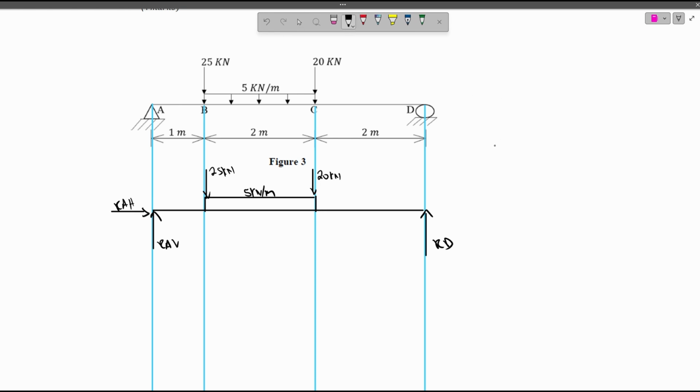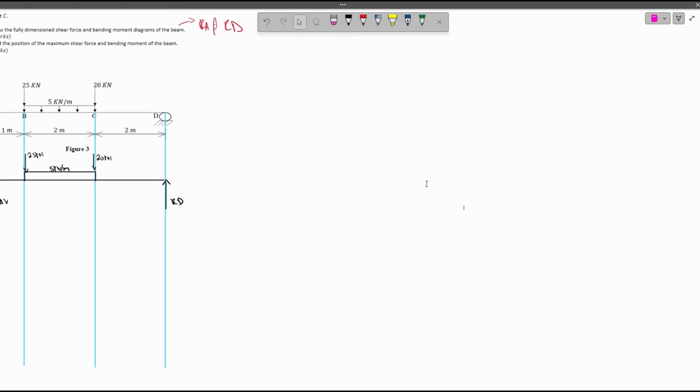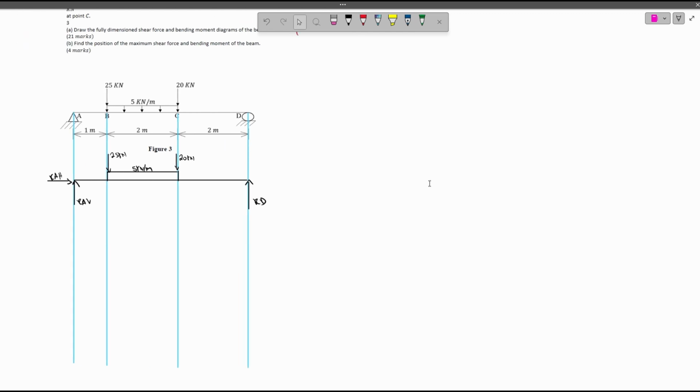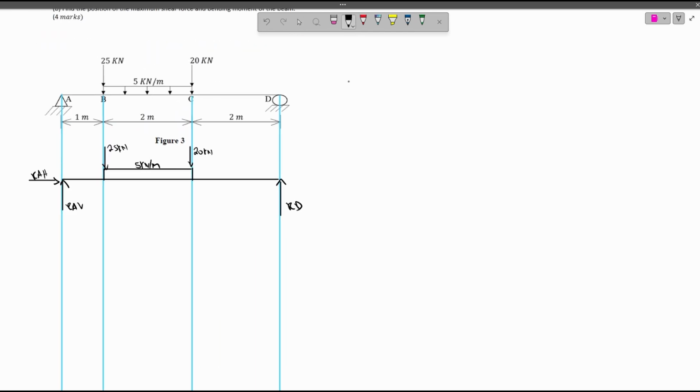Now let's start with our reactions. To find our reaction at A, we're going to take moments at D. And then to find our reaction at D, we're going to take moments at A. And then use sum of forces up is equal to sum of forces down to check if our answers are correct. Let's start with our reaction at A. So we're going to take sum of moments at D, clockwise positive, is equal to 0.